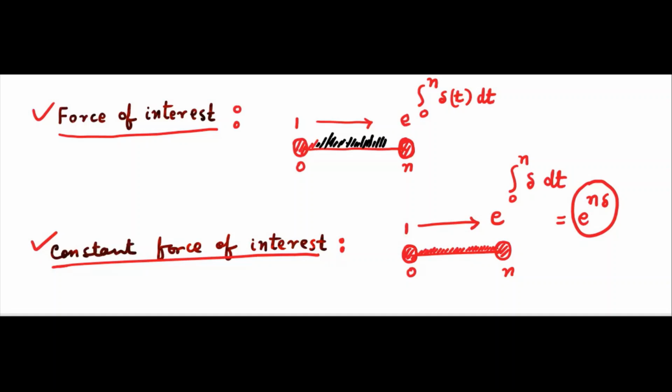You can compare this with velocity. Suppose someone is driving from here to here. The speed is not constant. The velocity is not constant. You have traffic on the road, you have a whole lot of things. So when you travel from 0 to n, you travel at different velocities at different times. However, if you travel with a constant velocity, you get it this way. I will explain with one example.